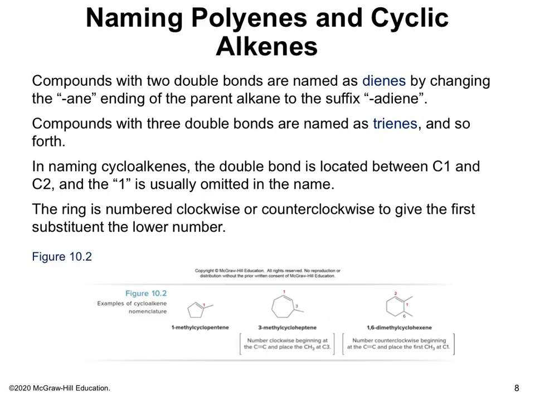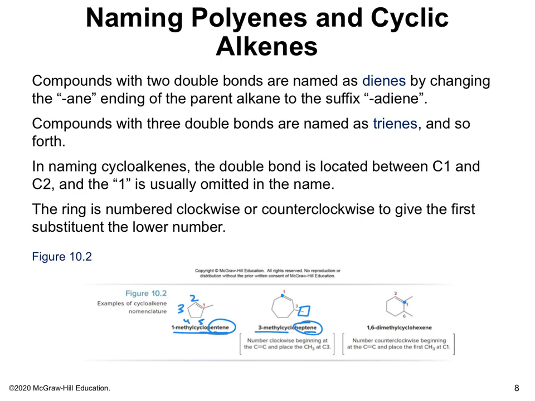Okay, so when you're naming cyclo, you've got to have cyclo, and you've got to go through that double bond. So 1, 2, 3, 4, 5, and you want to give it the lowest number. Here, you notice you start at 1, and then you've got to get to the substituent, and you're going to have to go through that double bond. So that puts it at a 3-methylcycloheptene. And you don't have to give the number because it is known that you would start at the 1.